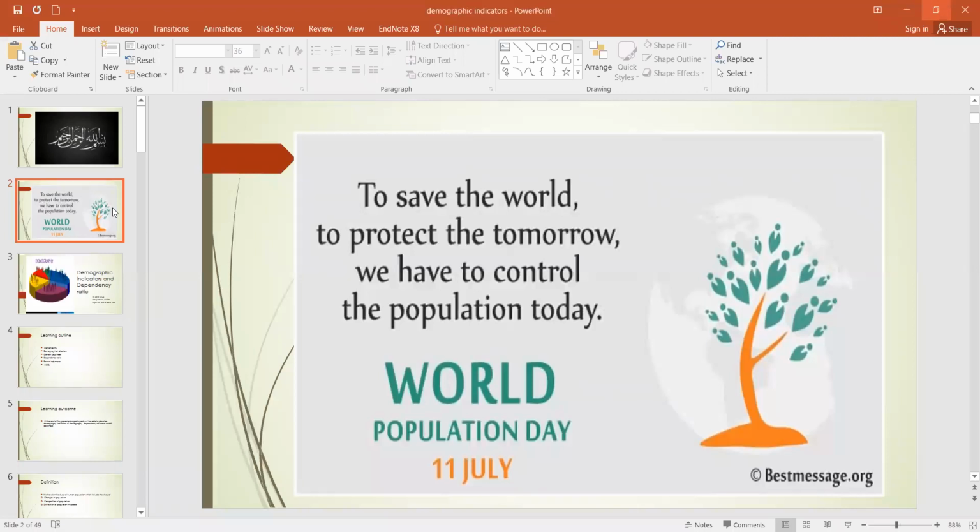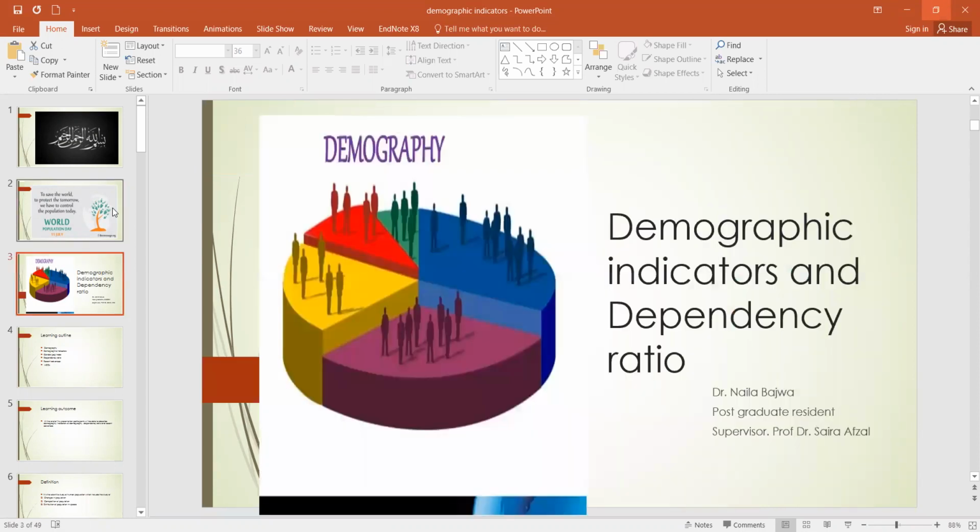Quote of the day: To save the world, to protect the tomorrow, we have to control the population today. And the topic of my presentation is demographic indicators and dependency ratio under the kind supervision of Professor Dr. Saira Afzal.